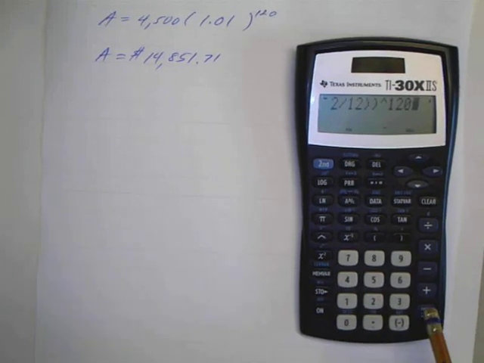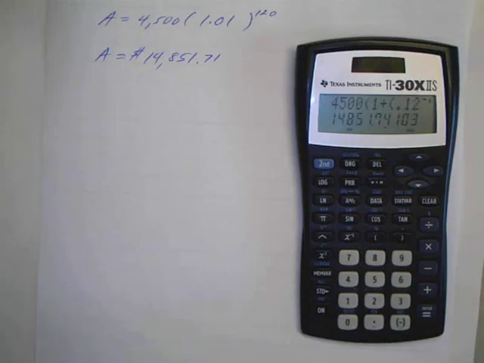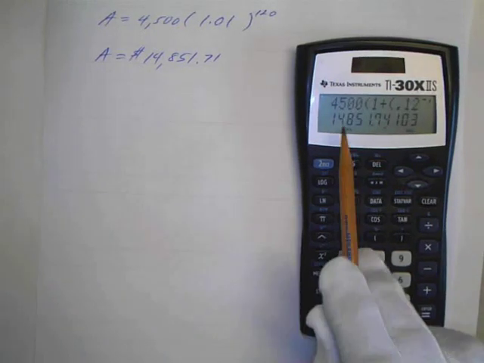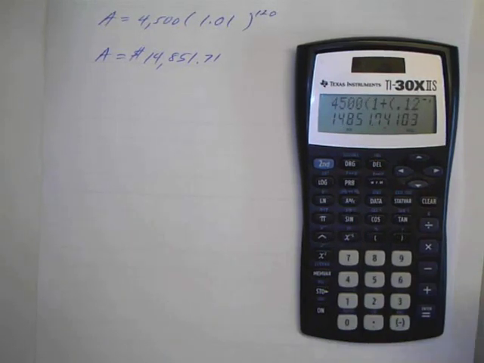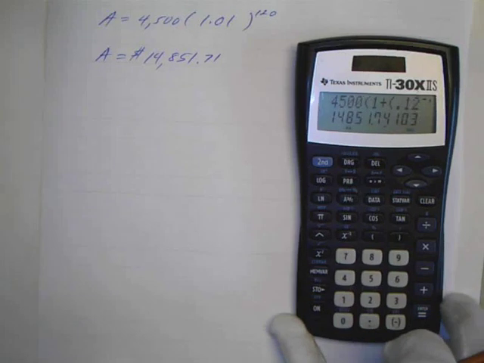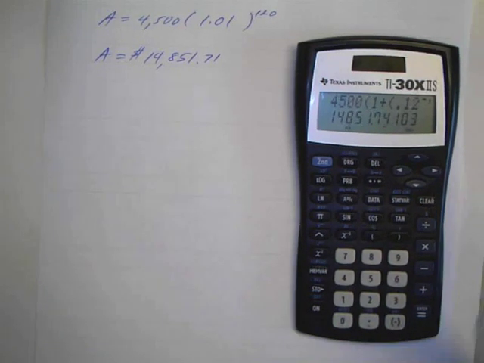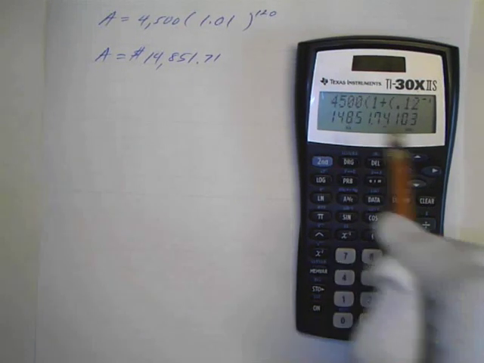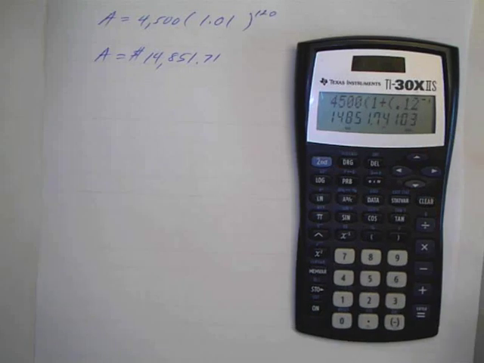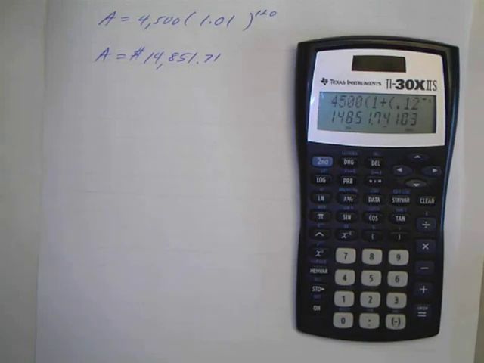Now if I did my parentheses right and I press enter, I should get the same thing, and there we do, we get the same thing: $14,851.74. So you could do it in one operation, one fell swoop, so to speak, but you would have to be very careful with the parentheses. All right? So hope that makes sense.